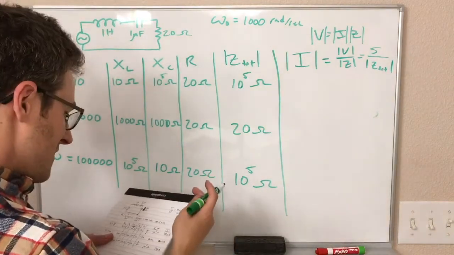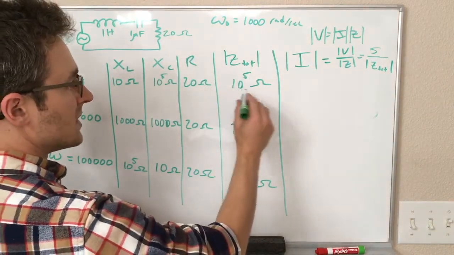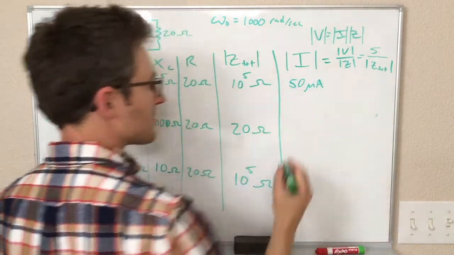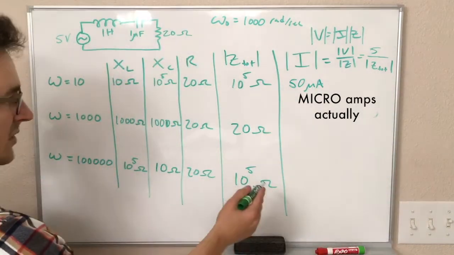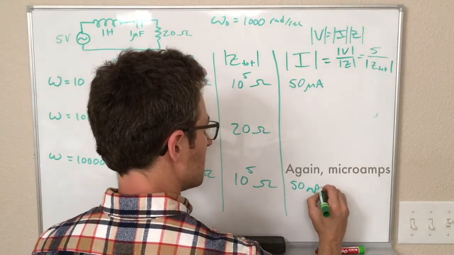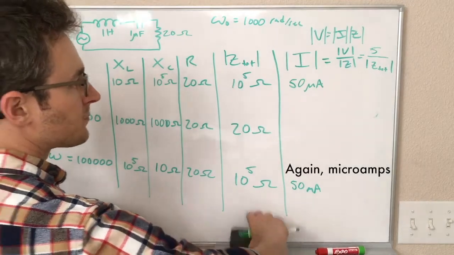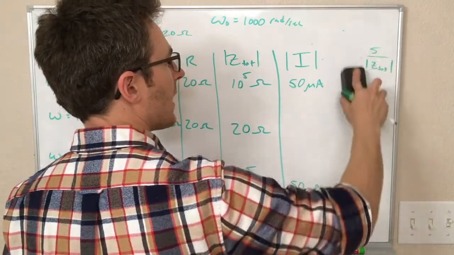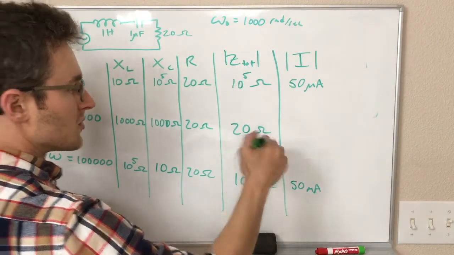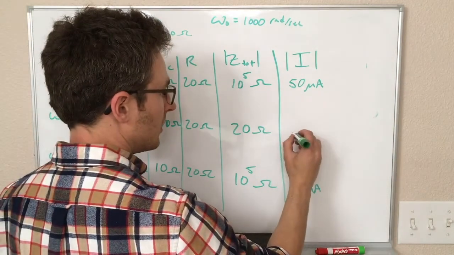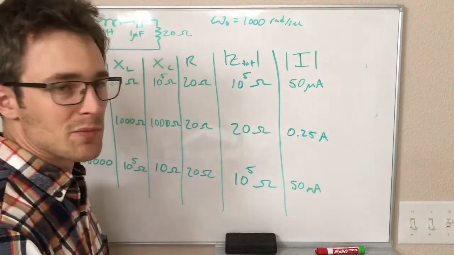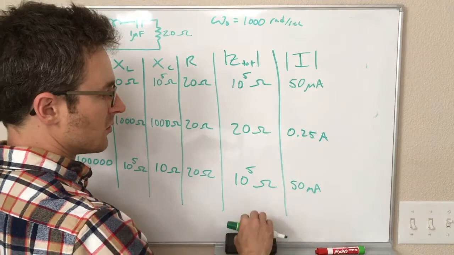So 5 divided by 10 to the fifth is going to give us a current of 50 milliamps. Down here, we still have 5 volts and it still is 10 to the fifth, so this is also 50 milliamps. And here, in the middle, we have 5 volts divided by a much smaller number, 20 ohms. So that's actually going to be 0.25 amps, as a comparison to its neighbors.